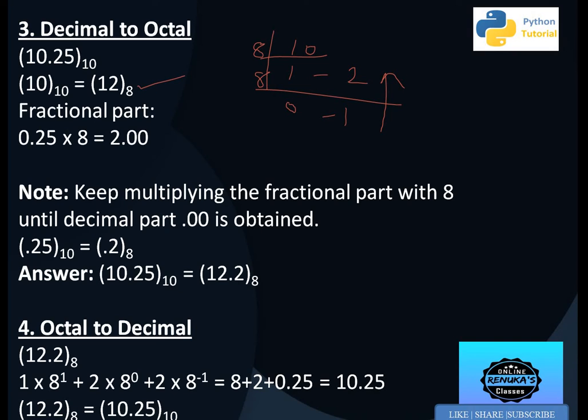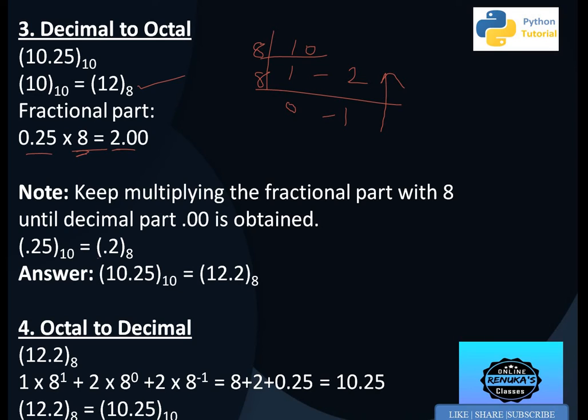For the fractional part, we multiply 0.25 by 8. Initially in decimal to binary we multiplied by 2 because we wanted binary. Here we want octal, so we multiply by 8. As soon as we multiply by 8, it becomes 2.00, so the integer part is 2 and the fractional part is 0. We stop here, and the equivalent will be 0.2 because we multiplied by 8 once.